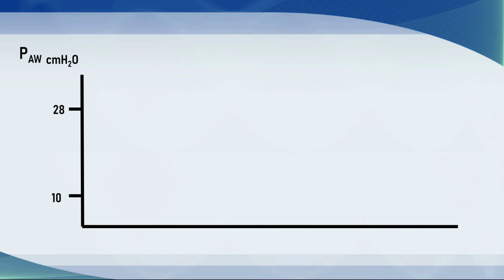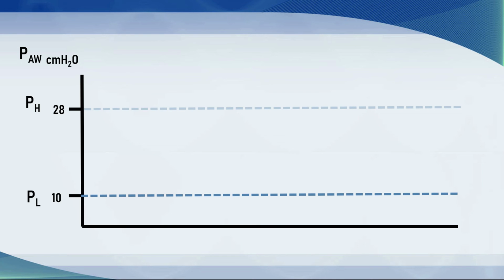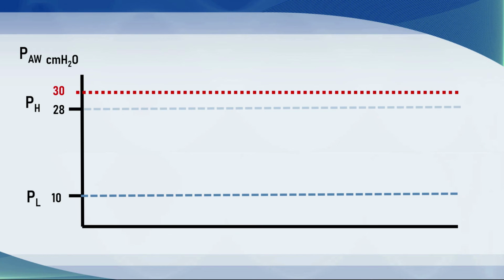Now on this chart here I have the airway pressure on the y-axis, and I have two different pressures. I have a pressure low of 10 and I have a pressure high of 28. Above this I'm going to draw a 30 centimeter of water pressure line, and that's our red line. We don't want to go above that. Let's give the patient a breath. So they get their pressure control breath, and the patient takes a breath in the middle of that, and you can see that sinusoidal waveform pattern.